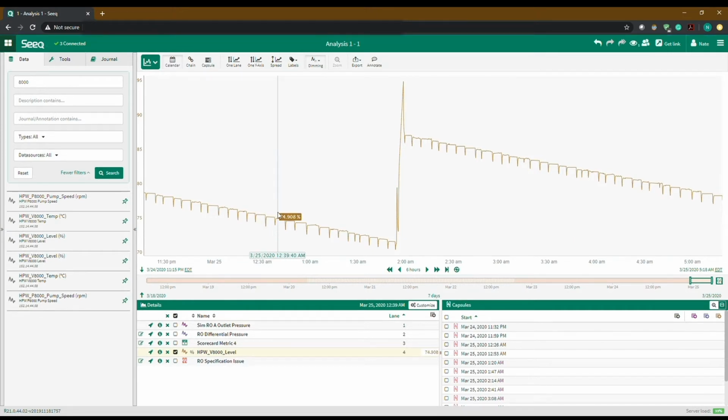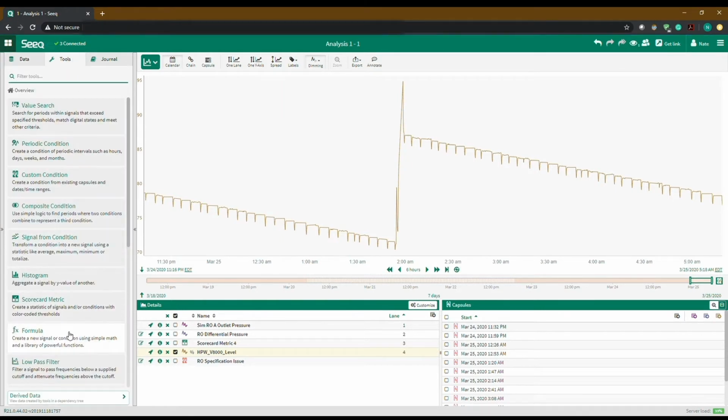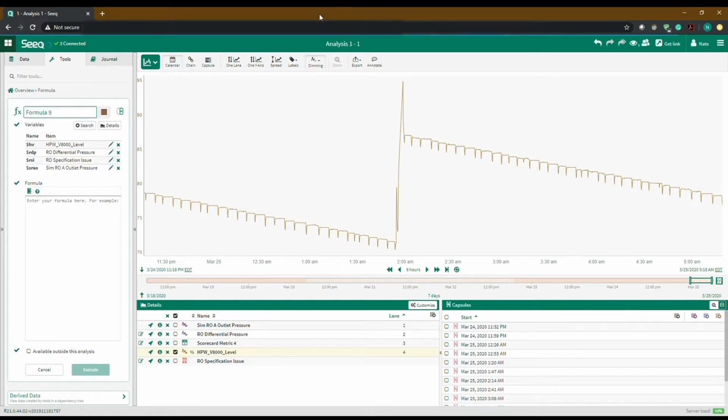Our goal is to find out how many gallons per hour we go through in normal production, so we know how long we have to do maintenance on this system. So the first thing we're going to do is go to our Tools tab and do a formula on this signal.